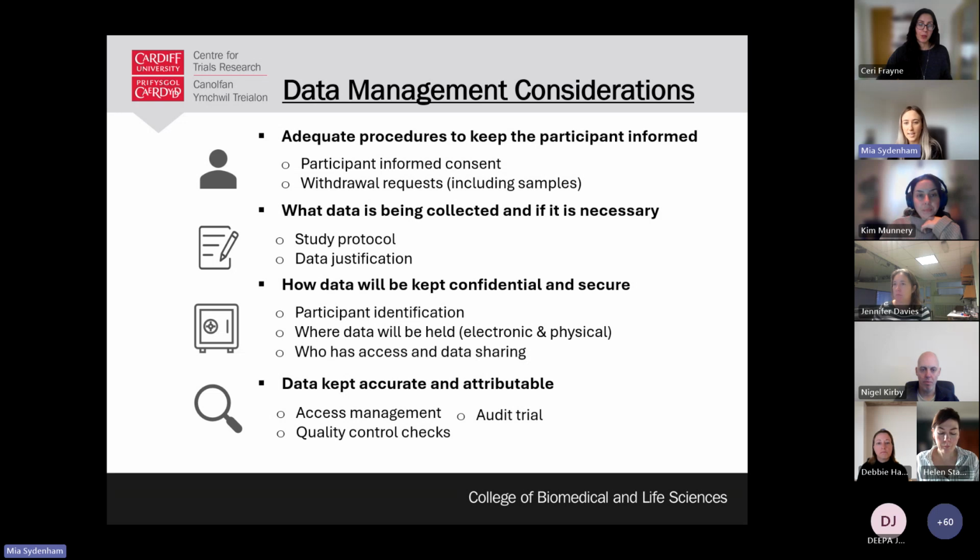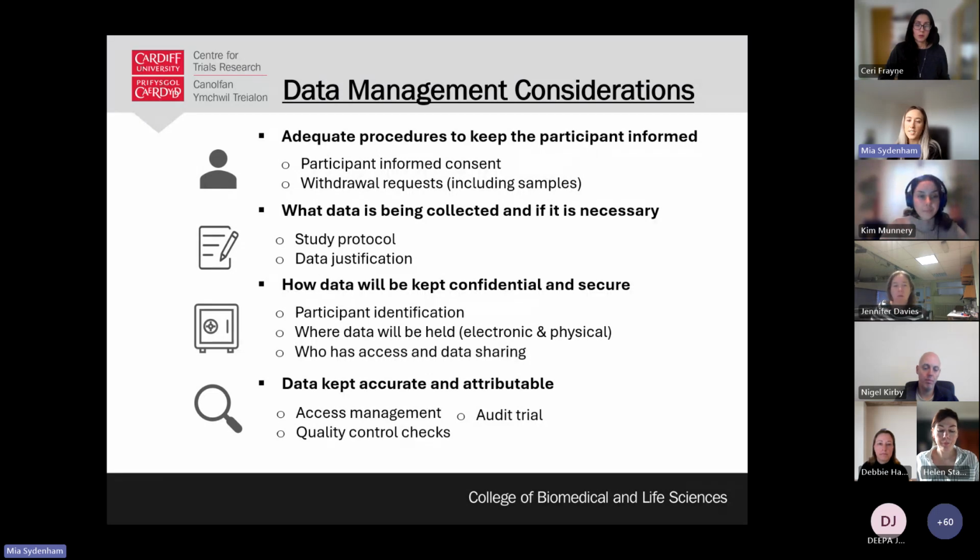But what does this look like in practice? This is by no means an exhaustive list, but just to give some examples. Firstly, we need to have adequate procedures to keep the participant informed. So correctly obtaining and documenting informed consent from participants, as well as any requests from participants wanting to withdraw from the research, including in relation to any samples that they've provided.